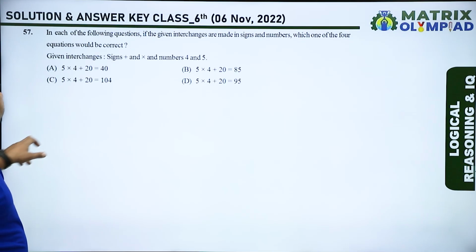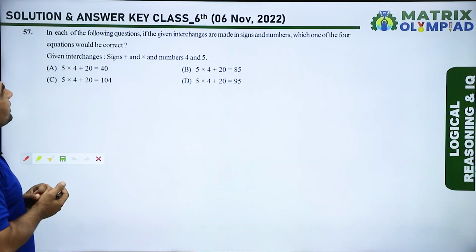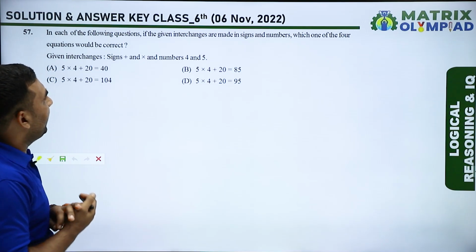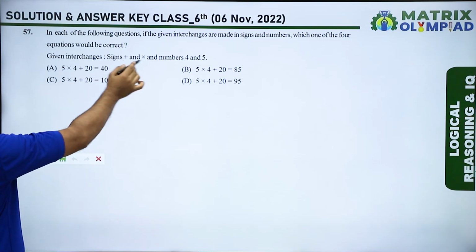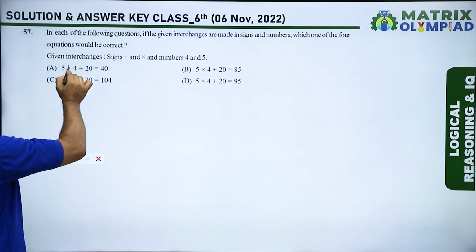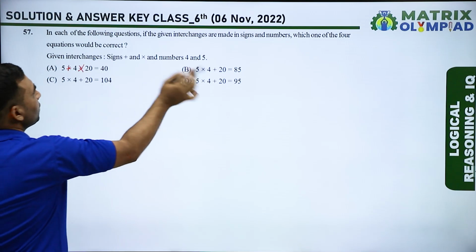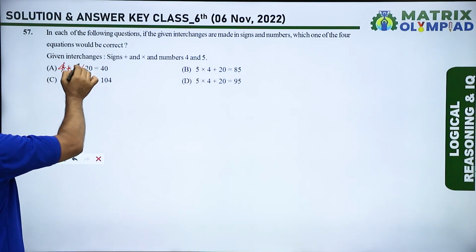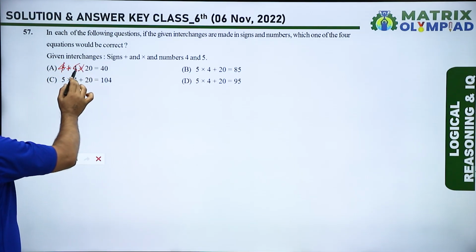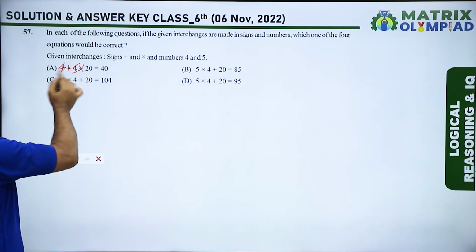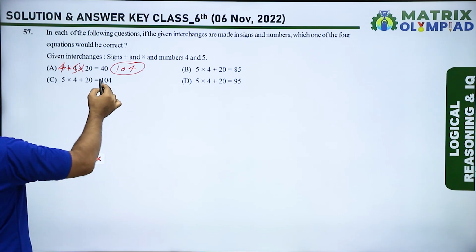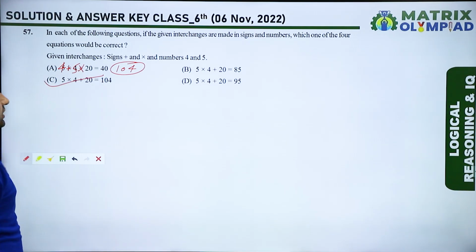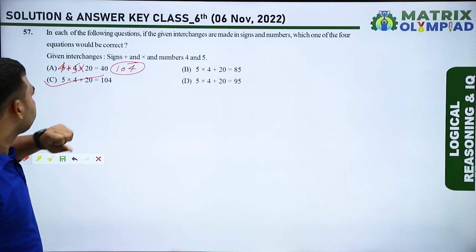Next question is: interchange the signs plus and into in the numbers 4 and 5. If we change the option first, plus and into, then plus into 4 and 5. 20 into 5 is 100 plus 4, that means 104. Which option shows 104? Option C is the correct answer.